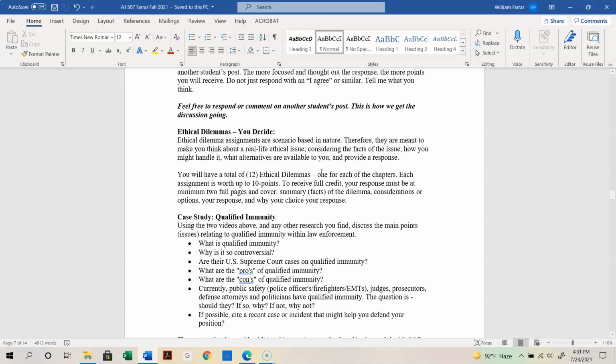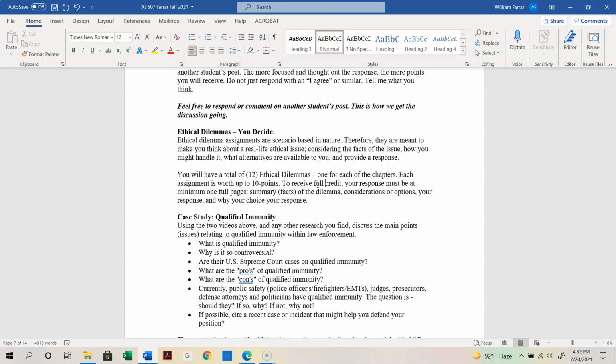All right, and to receive full credit, basically what I'd like is a minimum of, and I'm going to change this right now because I've been thinking about this, 1 full page. Okay, so just 1 full page, and you don't even need a cover. One page, 12-point font, double spaced for your response.